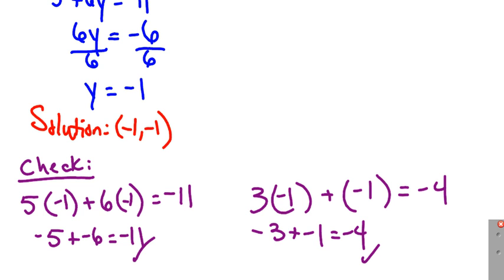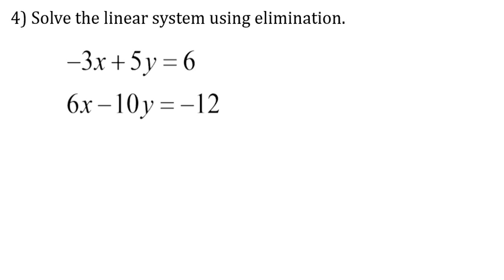Let's have you try another one. Here we have negative 3x plus 5y equals 6, and 6x minus 10y equals negative 12. Again, we want to solve the system, seeing if we can eliminate a variable. So comparing the two equations, I have a negative 3x here and a positive 6x here. If this was a negative 6x, that would make a 0 with my x's, and I could solve for y fairly easily. So let's take that top equation and multiply it by 2.